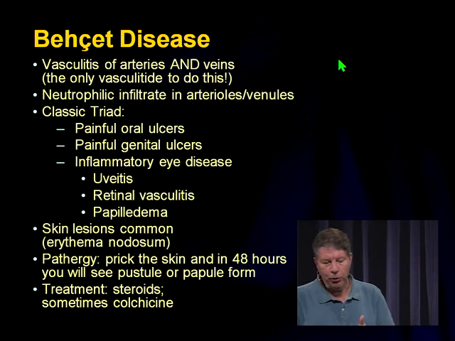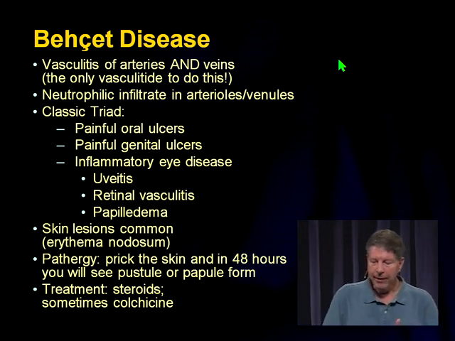You get a neutrophilic infiltrate in the arterioles and the venules, and there's a classic triad here, which they almost always give you on the test. They'll give you painful oral ulcers, painful genital ulcers, and then some kind of inflammatory eye disease. So look for the eye, the genitals, and the mouth, okay? Skin lesions are common. Erythema nodosum is the one that they're likely to show you.